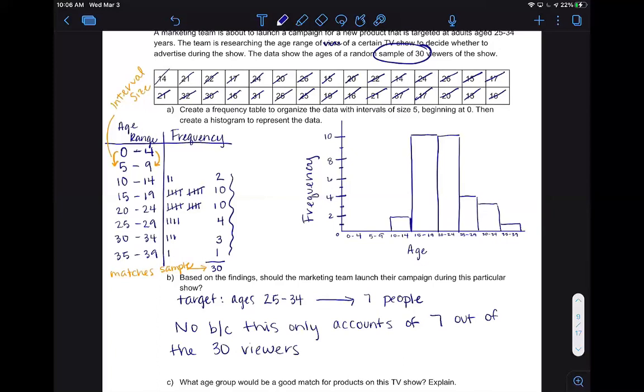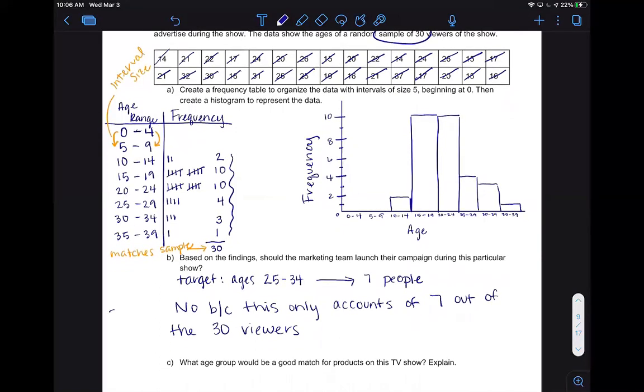Okay. One thing you're going to see in your homework is finding a percentage. So if you take 7 divided by 30 and multiply it by 100 to make it into a percent, it's going to be about 23% of the viewers, which is obviously a very small amount. Okay, is that 23%? 23.